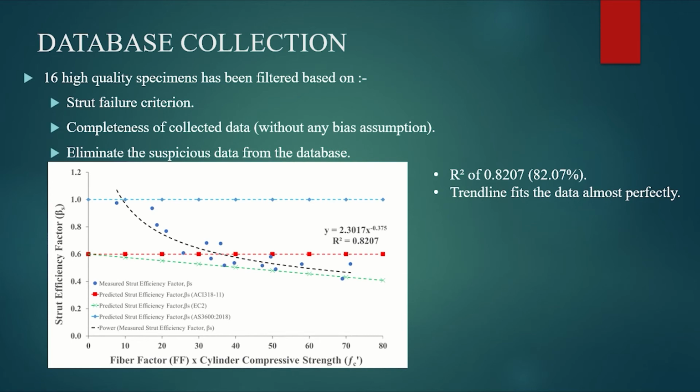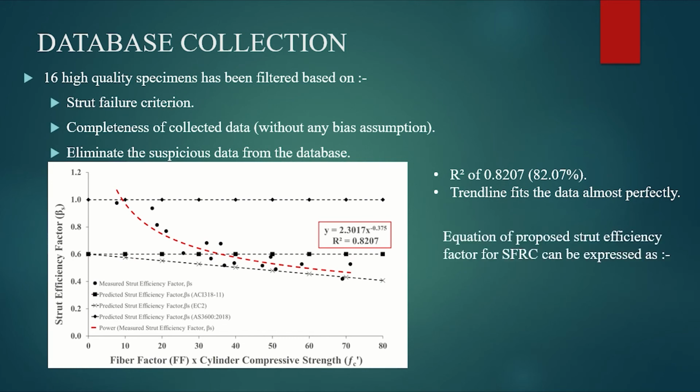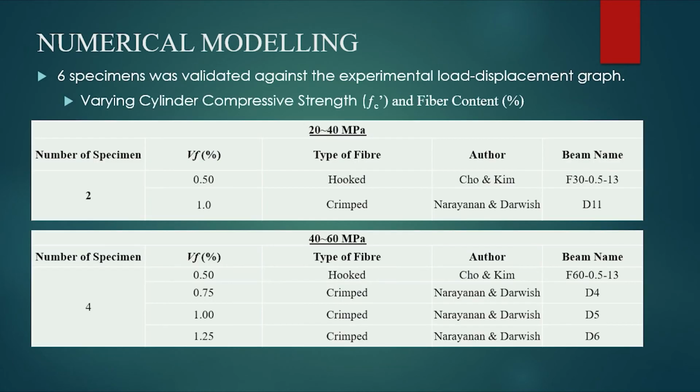So the graph below shows a comparison between the proposed strut efficiency factor by various design codes and the computed strut efficiency factor for SFRC obtained from the database collection. As we can see, the R-squared value is equal to 82.07%, which means that the red power trend line almost perfectly fits the data, and the regression equation of the proposed strut efficiency factor for SFRC can be expressed as the following equation. So after collecting and filtering the data, numerical modeling is then carried out.